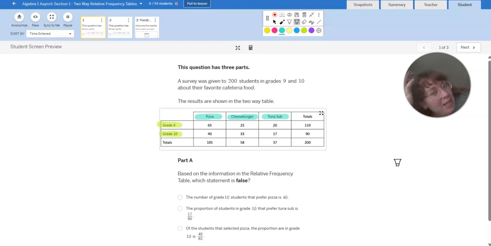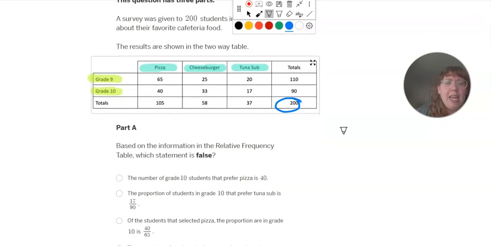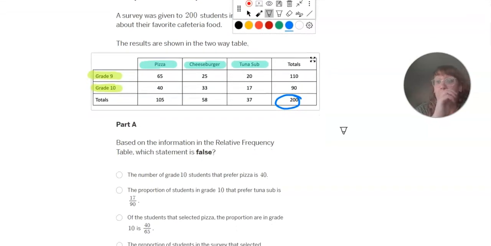I'd love to hear. So 200 total students are surveyed. We see our 200 in our grand total in that bottom right corner. And it says, based on the information in the relative frequency table, which statement is false?